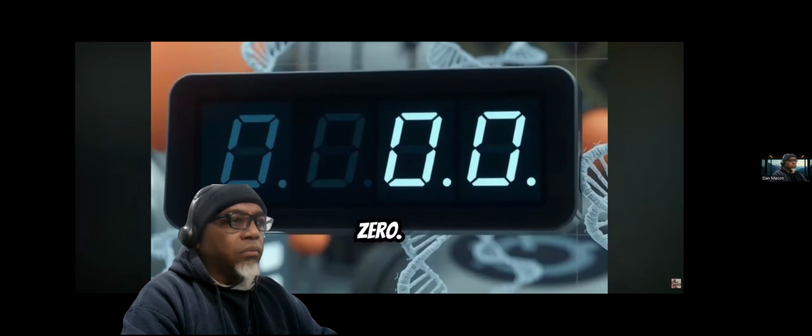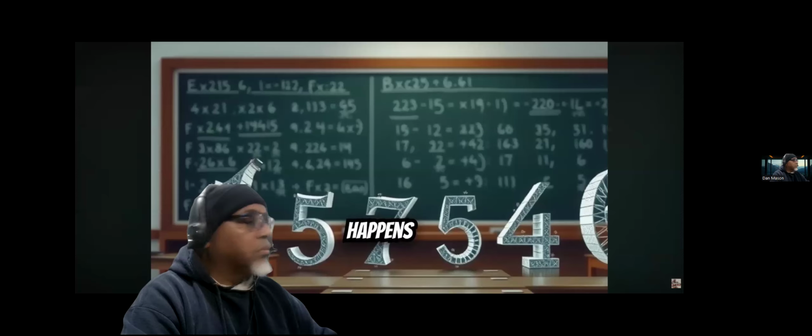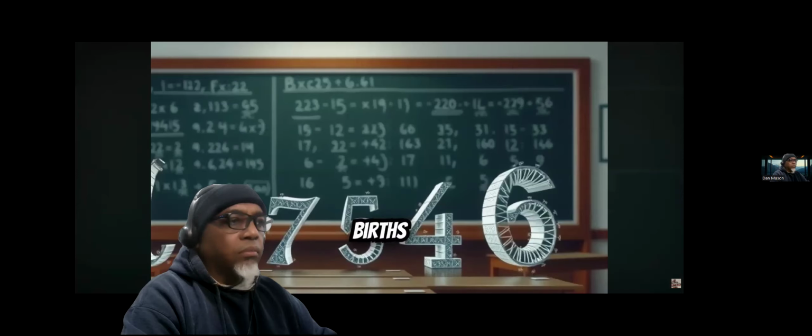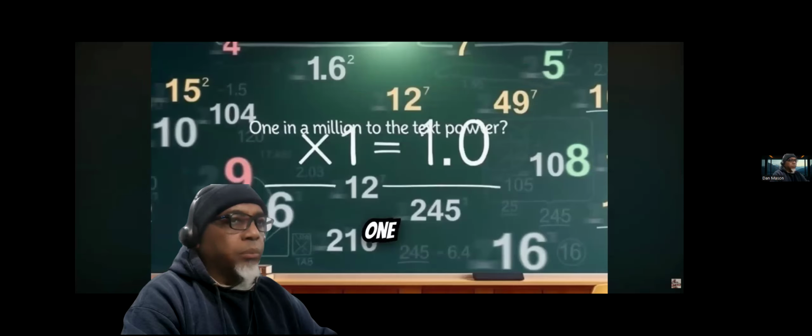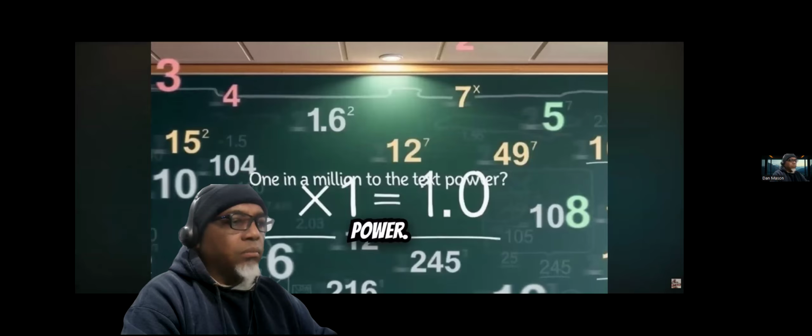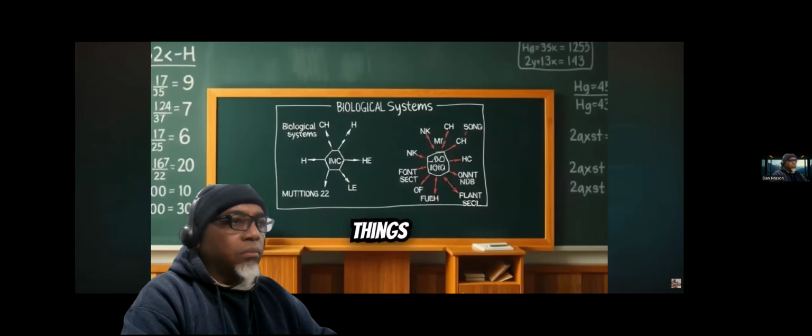Think about a basic math problem. If a useful mutation happens once every million births and a new system needs 10 unique mutations, the chances go down to 1 in a million to the 10th power. That amount is more than the entire number of living things that have ever existed.